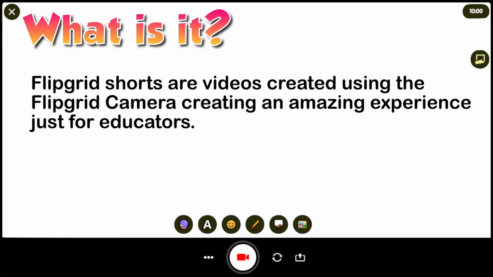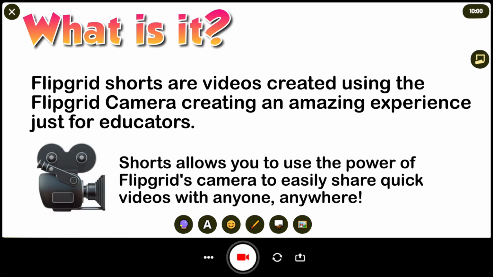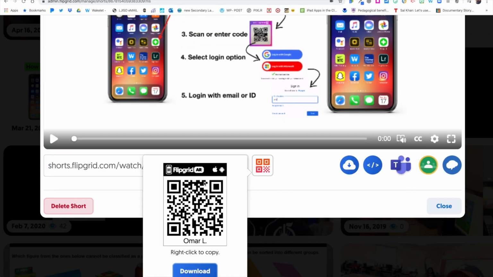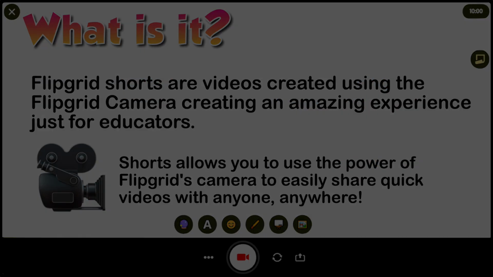Flipgrid Shorts are videos created using the Flipgrid camera, creating an amazing experience just for educators. So basically what we use is this same camera found within the app, but it records directly to our Shorts library, which allows us to share quickly with anyone, anywhere. Just sharing a video via QR code, Google Classroom, Remind, any of those apps.